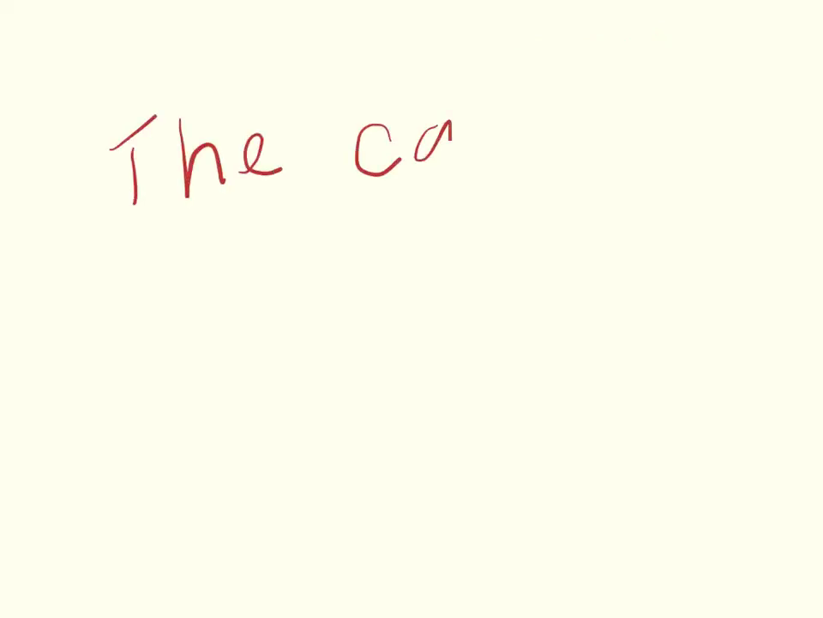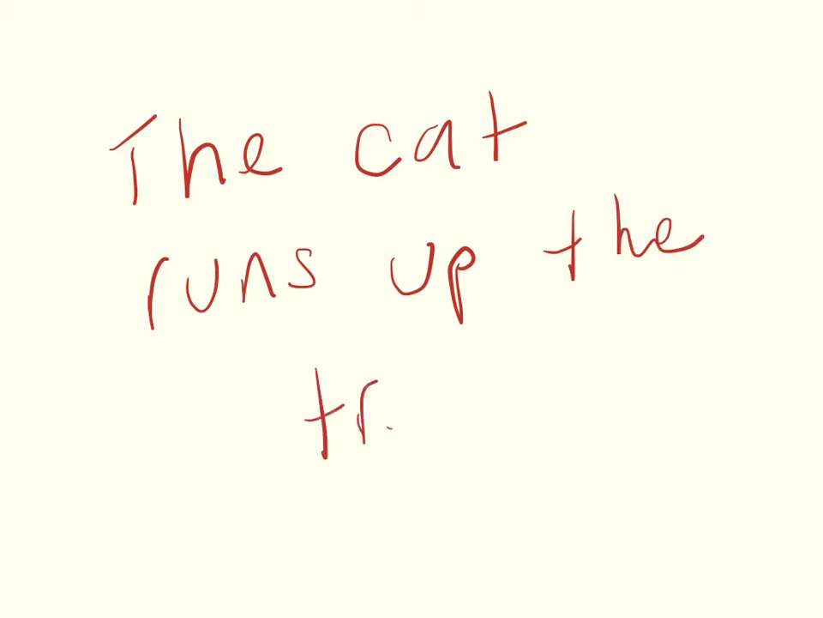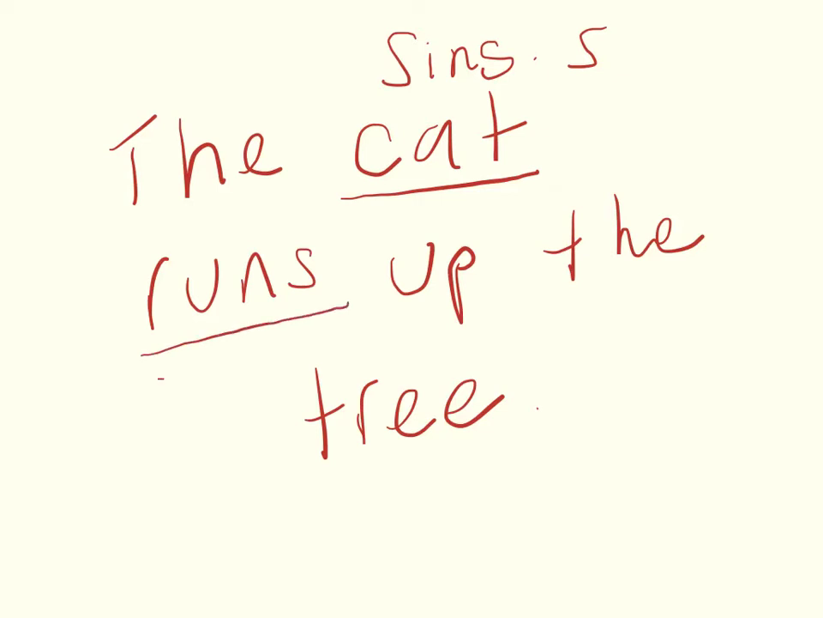The cat runs up the tree. All right, what's the subject in this sentence? If you said cat, that's correct. And that is a singular subject. So it must take a singular verb. Runs is a singular verb. Why? And again, notice that singular verbs almost always end in S. And again, this is subject-verb agreement.